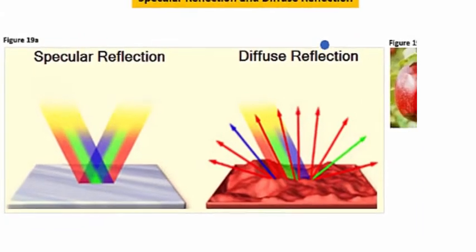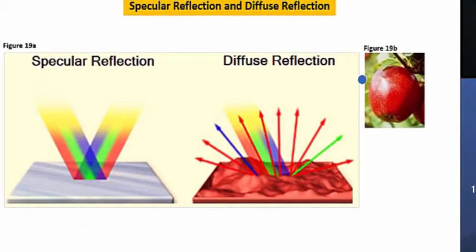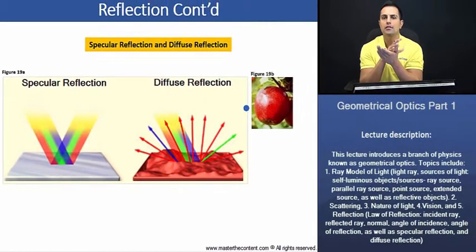For example, if we look here at figure 19b, when white light hits an apple, primarily red wavelengths are reflected, while much of the other wavelengths of light are absorbed. Next, let's take a look at selective absorption of colors in chlorophyll.